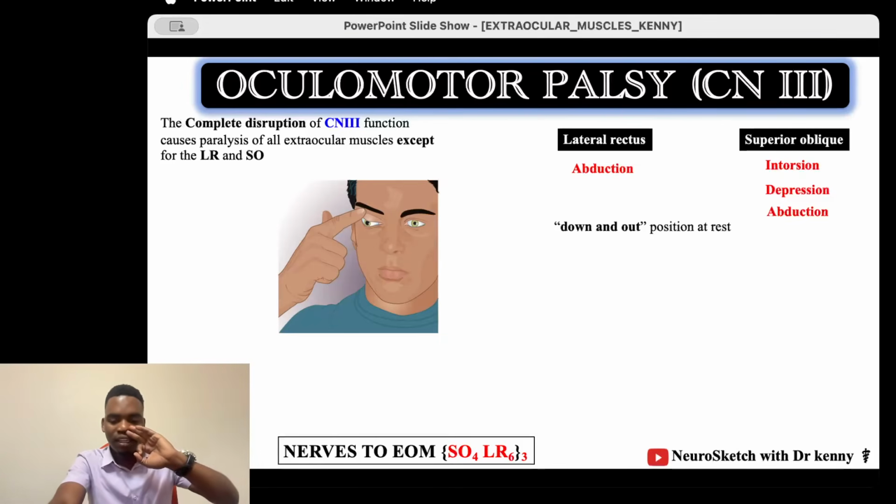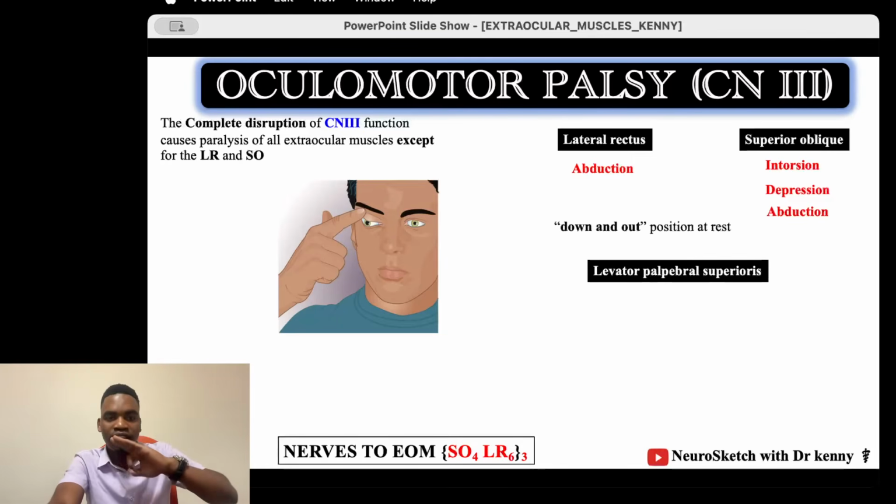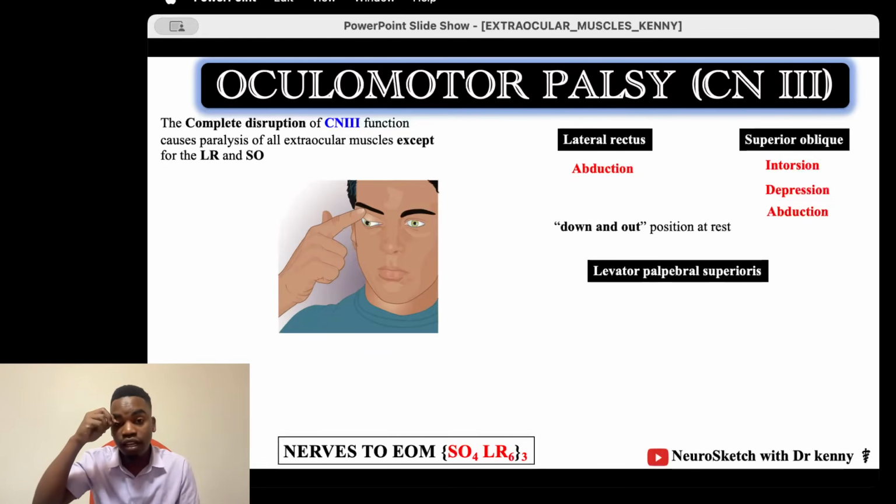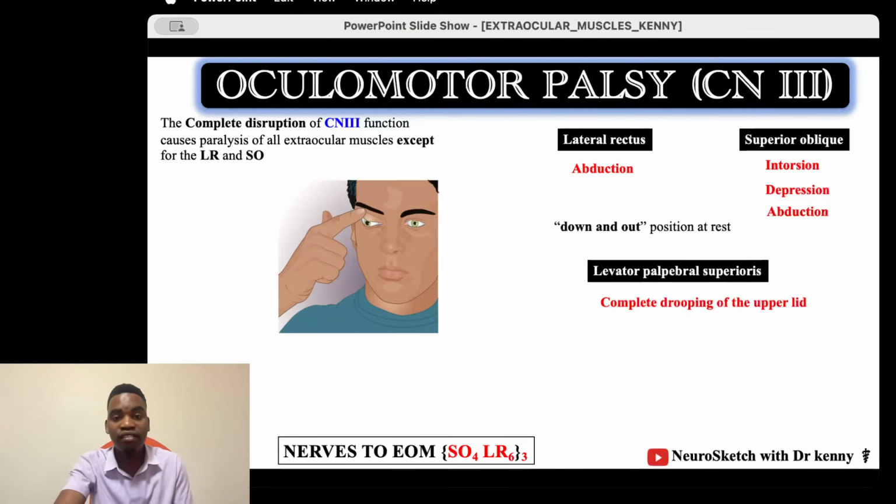So what about the levator palpebrae superioris muscle? It is innervated by the oculomotor nerve. What does it do? It is the chief elevator of the eyelid. And what if we remove the chief elevator? We are removing its action, so the eyelid will drop.